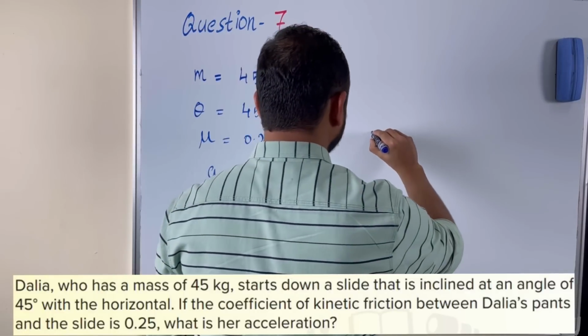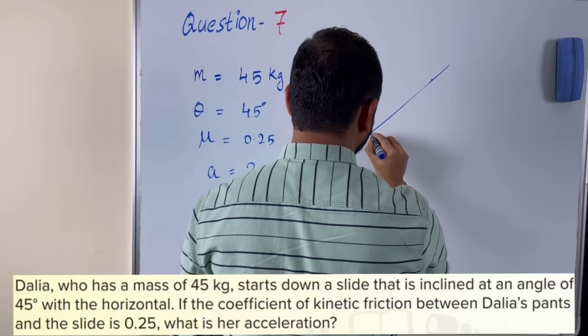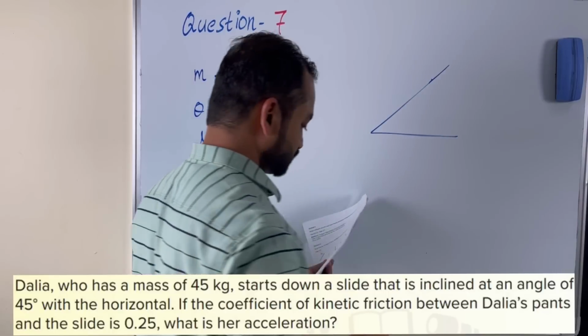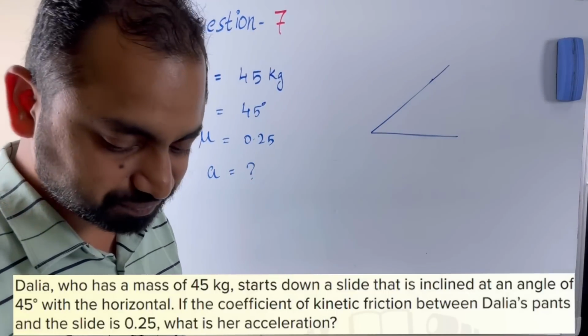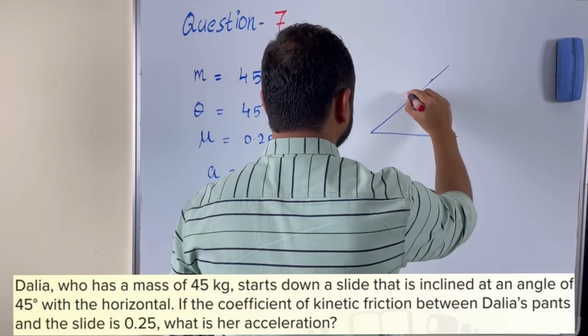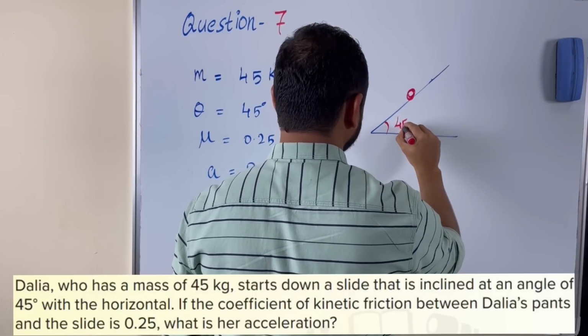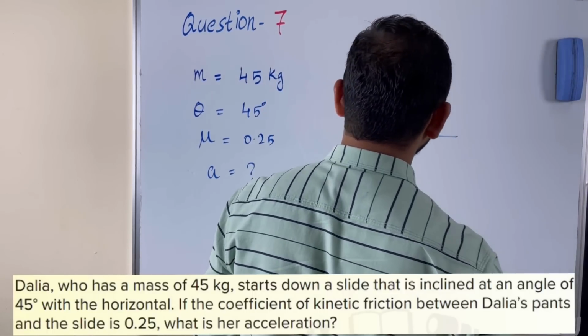So we will draw the diagram here. It's an inclined plane, right, which makes an angle 45 degree from the horizontal. So Dahlia is here, and this angle is 45 degree. So this is the diagram.